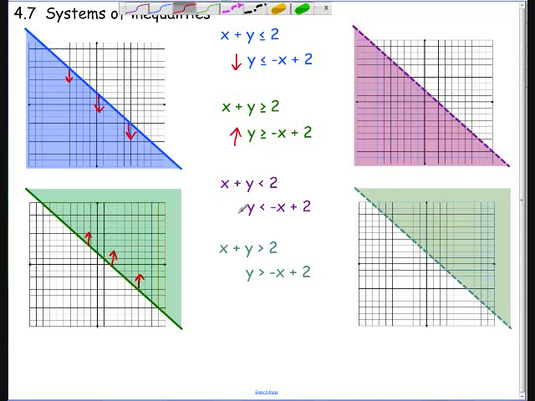The only difference with this purple one and the blue one is that we're using a dotted line. And I'm sure you know why that is. Yes, we don't have an equal sign here. So we're going to be going below, but we're going to show our boundary as a dotted line. On this one, we're going to use the dotted line, but y is greater than, so we shade the area above that boundary line.